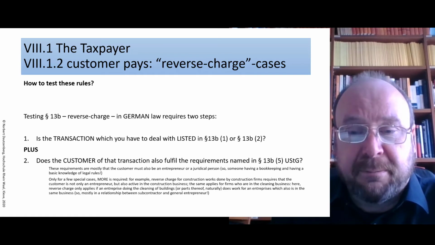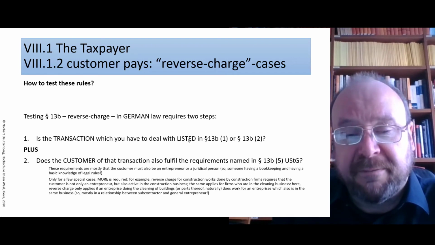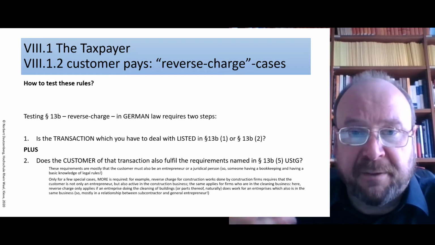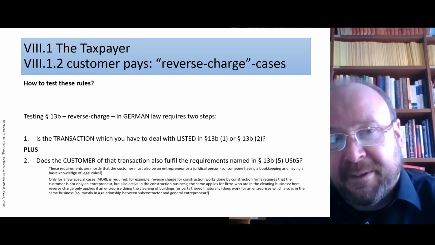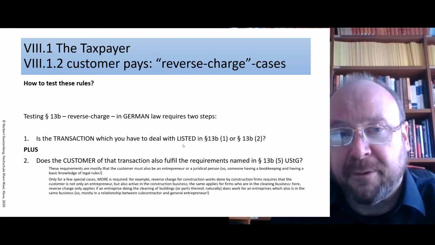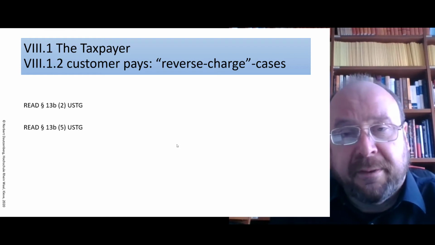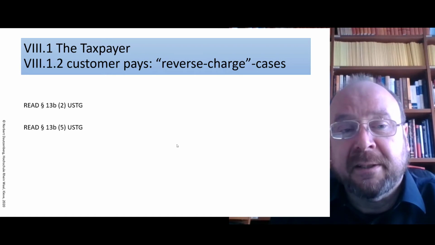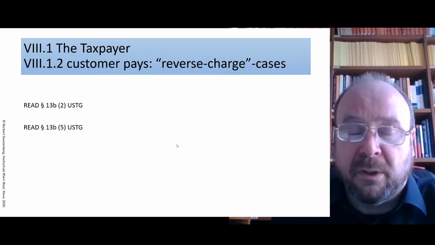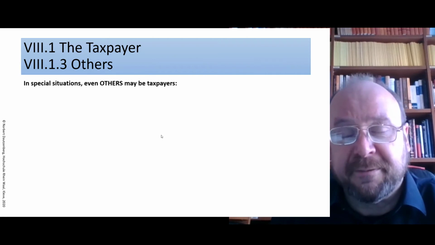The same applies to reverse charge in the cleaning business, for example, if there is a firm which does cleaning of buildings for another firm which is active in the same sector. So if a subcontractor acts for a general entrepreneur, then we have here a reverse charge requirement. In other cases, we don't have it. So if we want to sum up what you have to memorize at all, then you have to read 13b2, or in cross-border cases also 13b1 plus 13b5, and then you will be wise enough to solve a case.